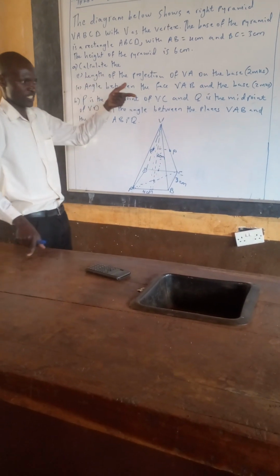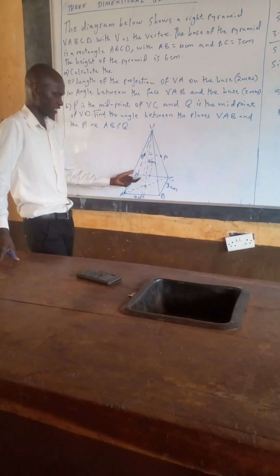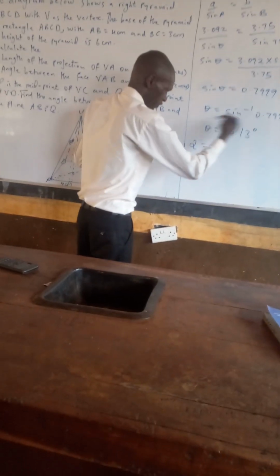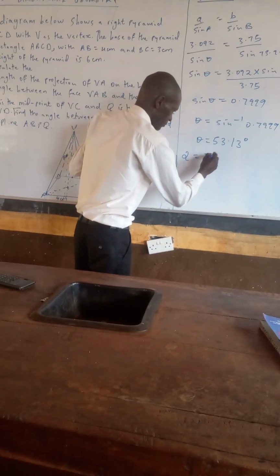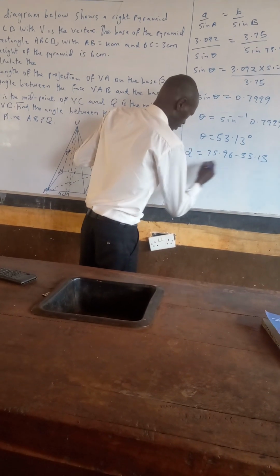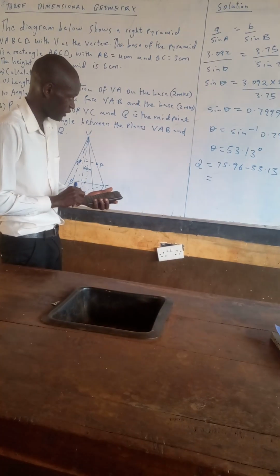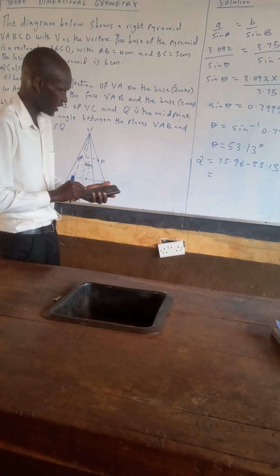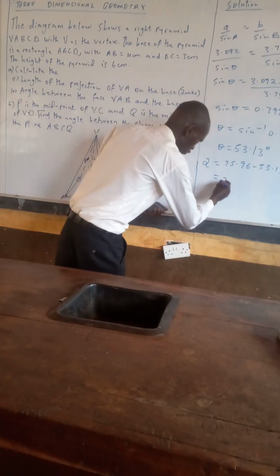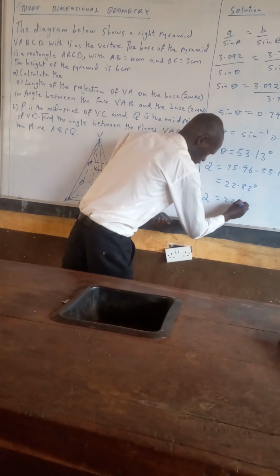75.96 we obtained in the first case. So to get the theta that is required, we subtract this one. So our alpha, the angle that is required now, becomes 75.96 minus 53.13. That one gives us 22.83 degrees. So the required angle is 22.83 degrees.